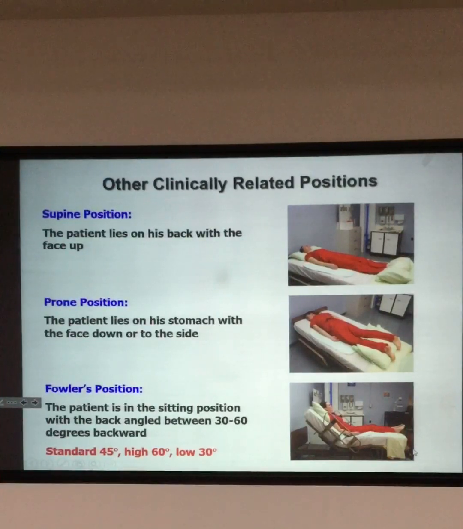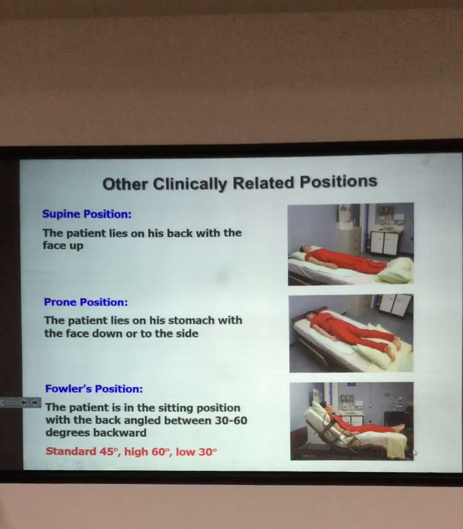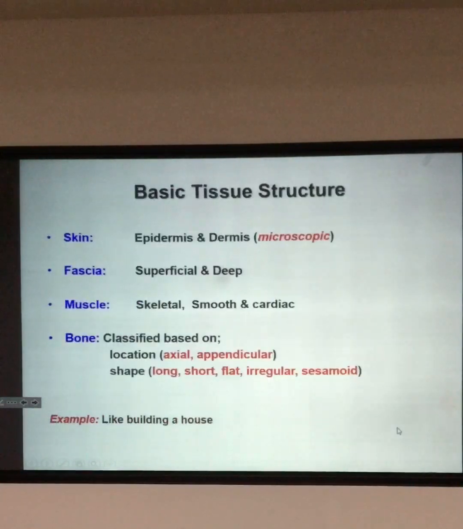We usually use Fowler's position mainly to prevent pus or infections from spreading from down in the body up into the thorax, from abdomen and pelvis up into the thorax. So we prevent the patient from sleeping positions, whether prone or supine.